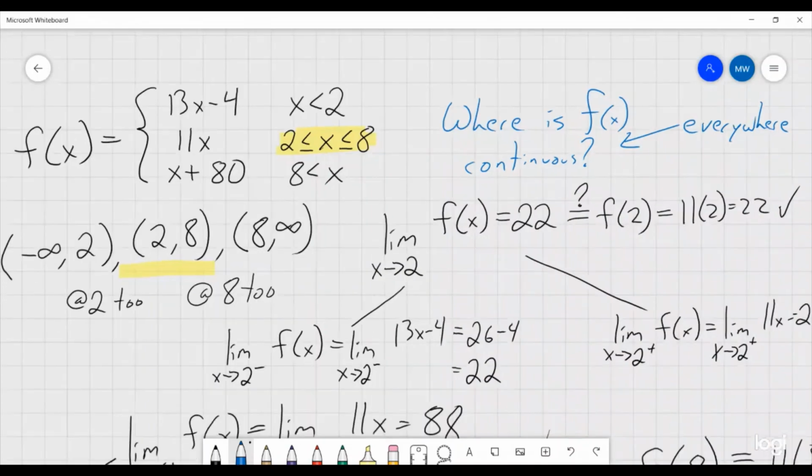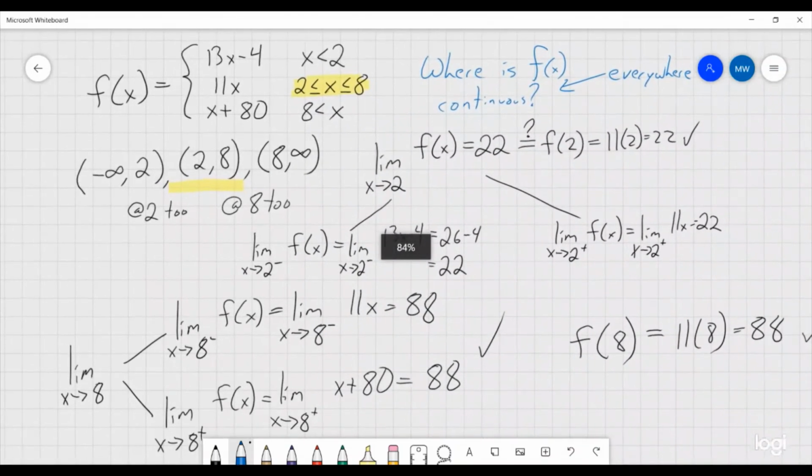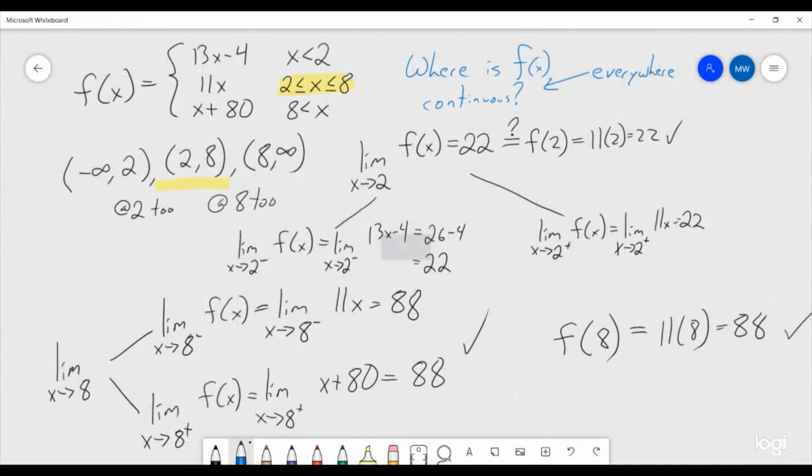So that is how we would go about checking if a function is continuous. You just check, does the limit exist, and is it equal to the value of the function at that point? If both of those are satisfied, then the function is going to be continuous.